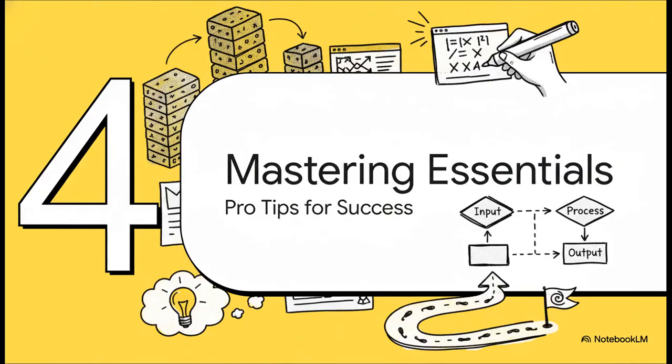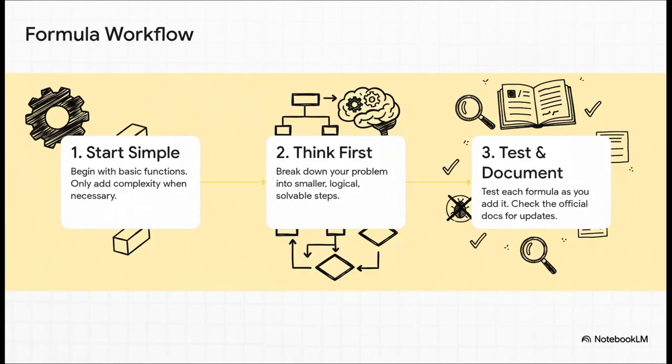Okay, so you've seen the building blocks and you've seen them in action. Now let's talk strategy. How do you actually write these things without getting overwhelmed? A simple, repeatable workflow is the absolute key. And here it is, your 3-step formula workflow. First, start simple, then build. Don't try to write a massive, complex formula all at once. Start with one piece. Second, think computationally. Before you even type, break your goal down into tiny logical steps. And third, test and check the docs. Test as you go, and seriously, make the official documentation your best friend. It's an invaluable resource.